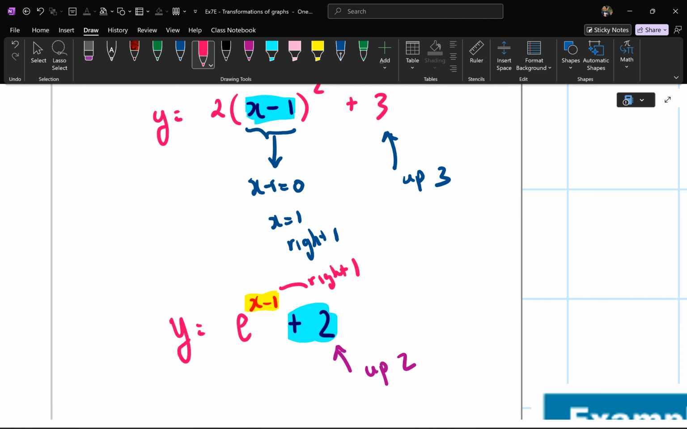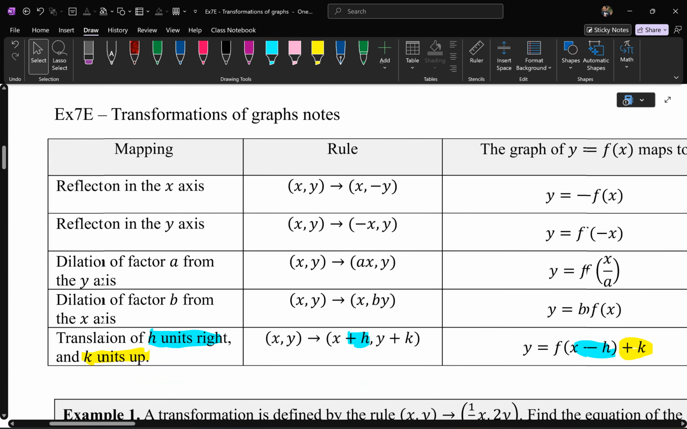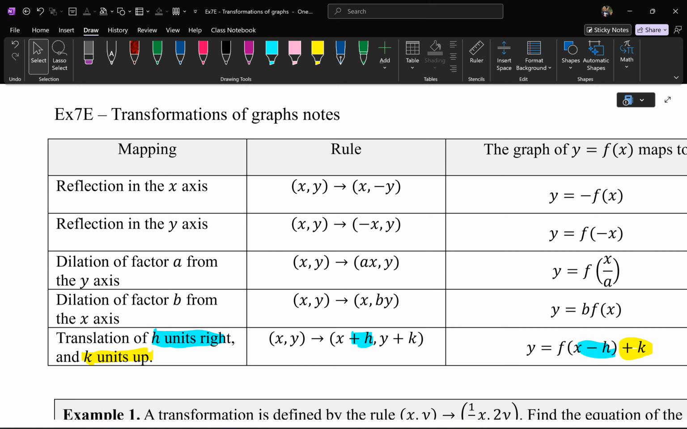Okay? So let's have a look at the table over here just so you get a bit more familiar with it. This is the mapping notation for reflection. Remember, reflection in the x-axis means the mirror is on the x-axis, so it flips vertically. That's why the negative is on the y. Reflection in the y-axis means the mirror is on the y-axis, so if it had to be symmetrical, it flips horizontally. Hence, the negative is on the x.